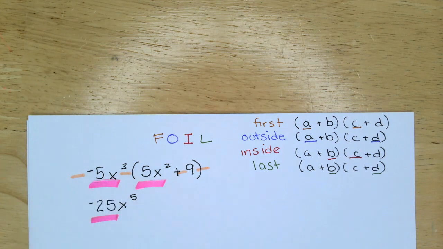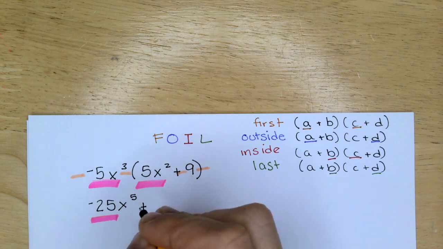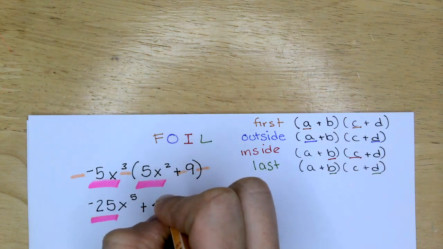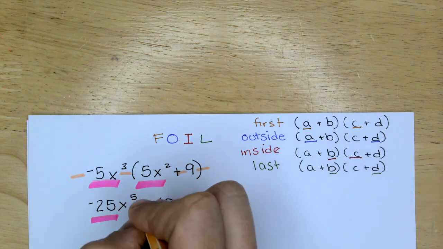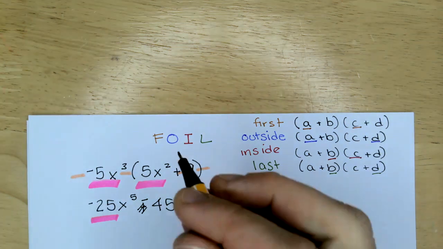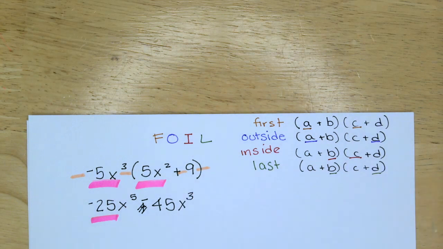But that same negative 5x to the third times the positive 9, oh shoot, 5 times 9 is 45. Not scary. Oh, but it's not plus, it's minus, because it's a negative 5x. So it's negative 45x to the third, because the 9 didn't have any variables.